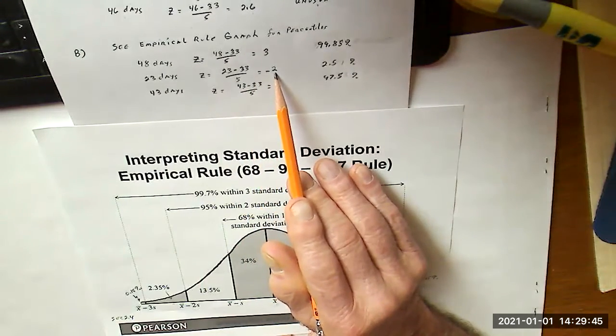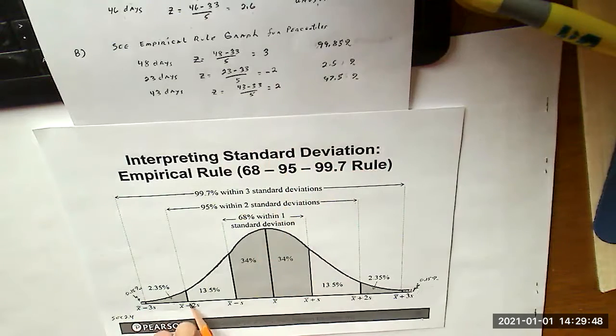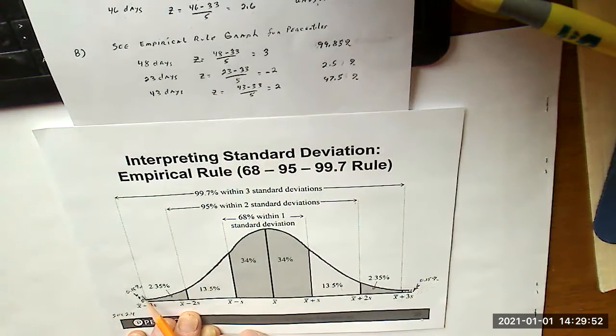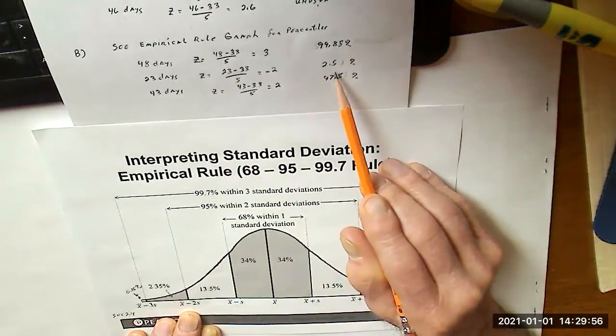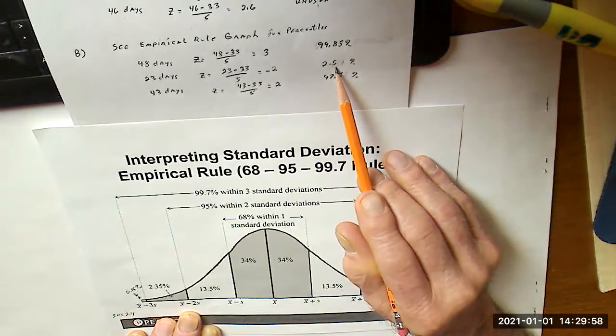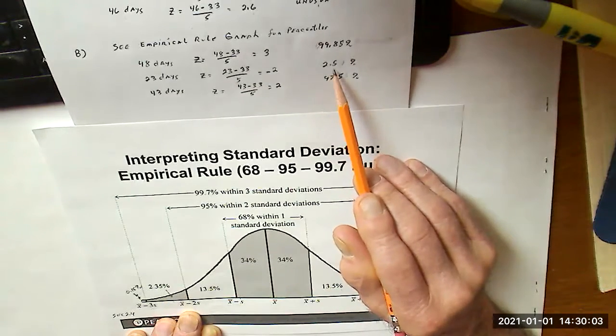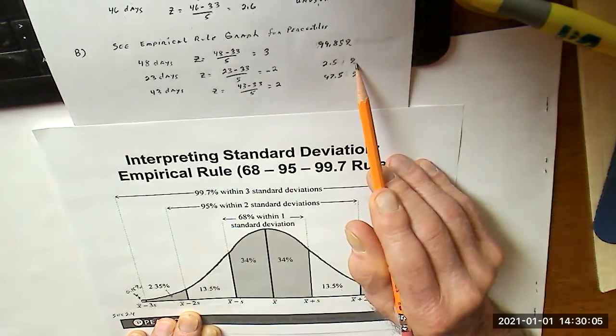Doing it again for 23 days, z equals 23 minus 33 over 5, which equals minus 2. All right, that's negative 2 standard deviations. That puts me right here. We want the area to the left. That's going to be 0.15% plus 2.35%. So that total is the 2.5 percentile.